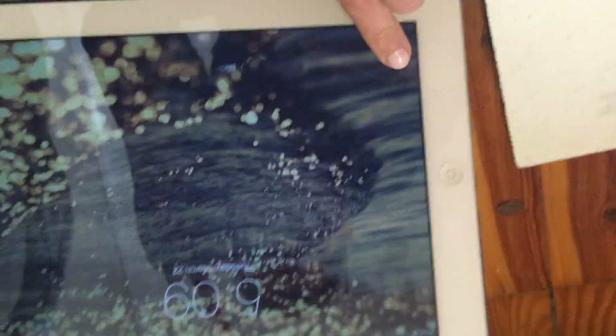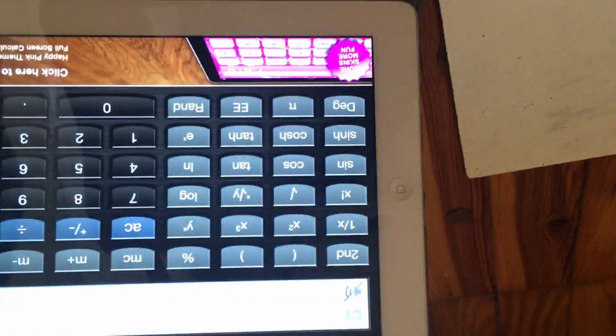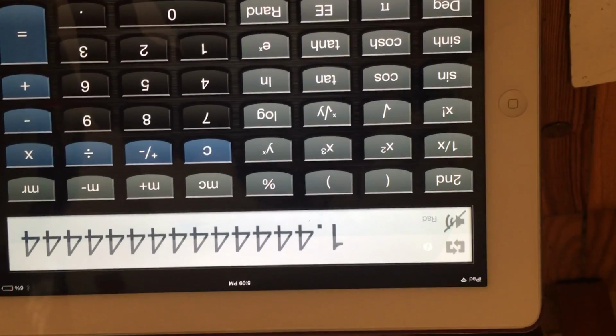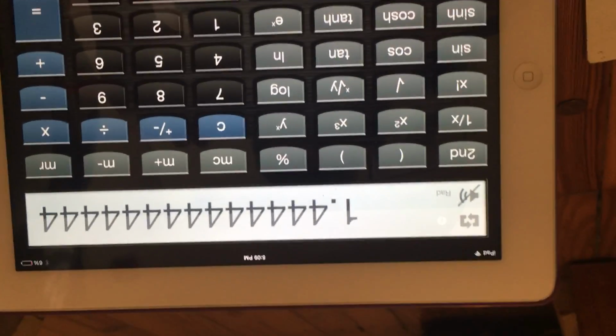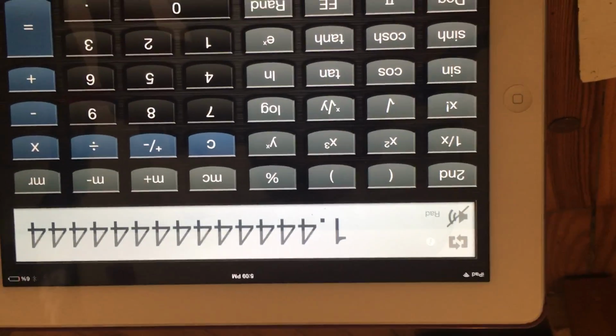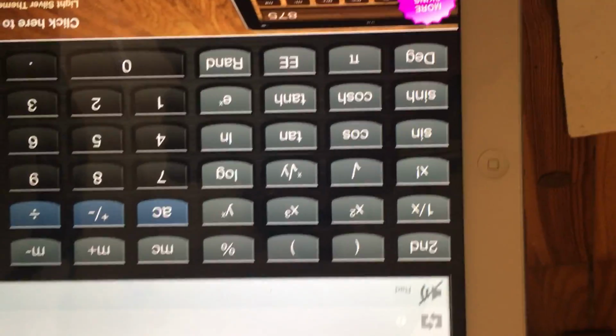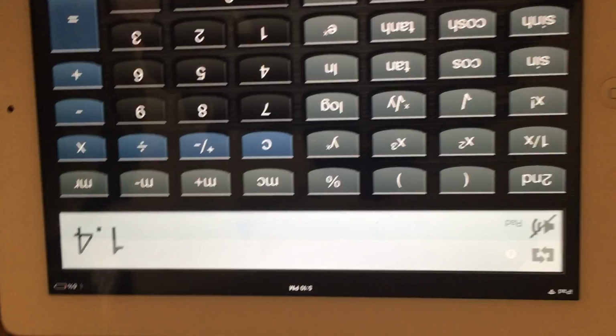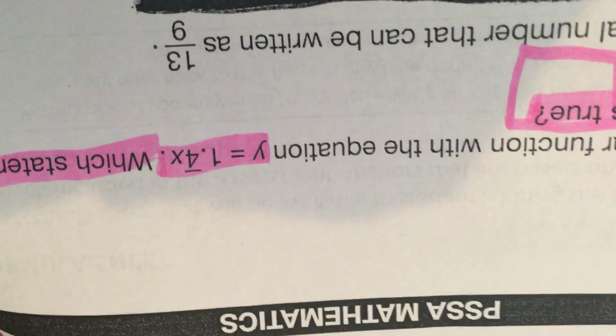So I'm going to turn on my calculator. We have 13 divided by 9. Oh, this looks like it's giving us 1.4 repeating. However, I do want to test out my other one just to be safe. So I'm going to clear my calculator. 14 divided by 10 gives us 1.4, but we need 1.4 repeating.